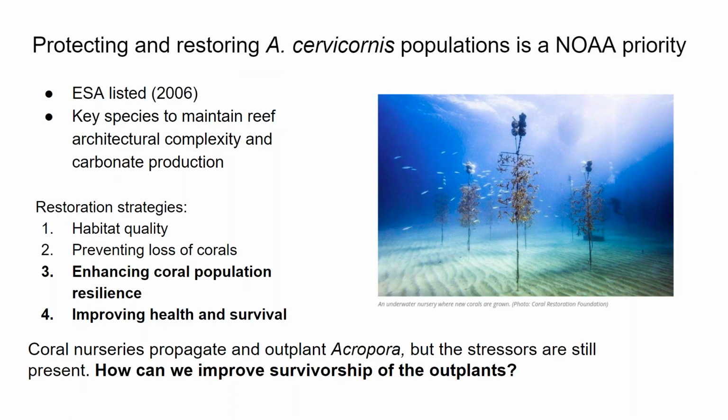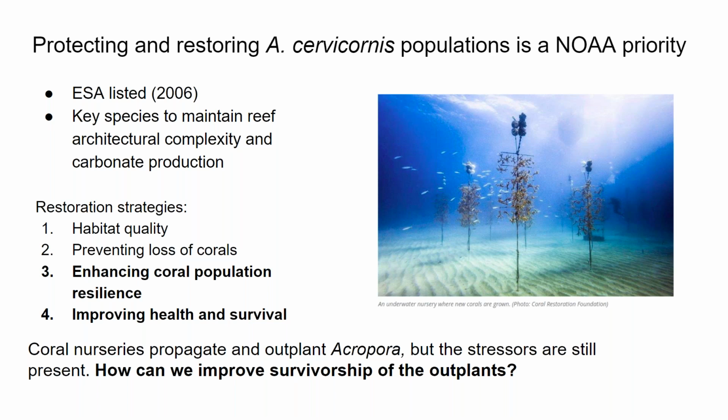So protecting and restoring Acropora cervicornis populations is a NOAA priority, not only because this is an endangered species, but also because acroporids are key for Caribbean and Atlantic reefs. These corals grow up to 5 to 10 times faster and taller than our other Caribbean coral species, and therefore they contribute more to the reef architectural complexity and carbonate production than other coral species in the region.